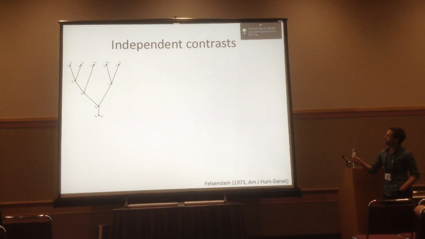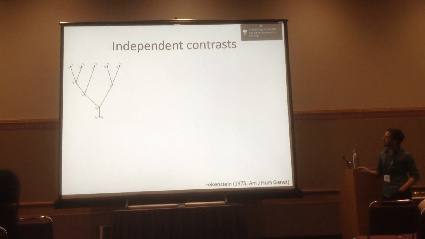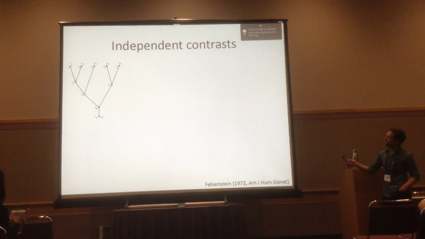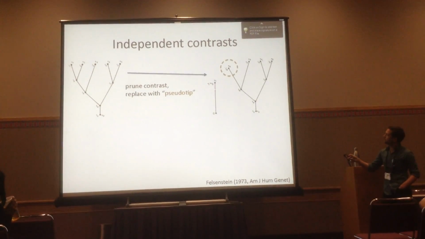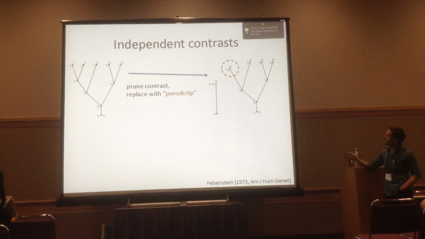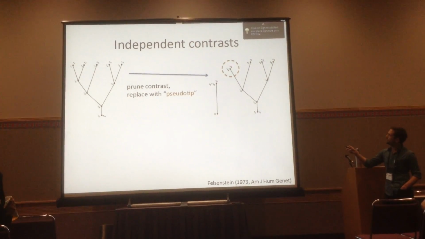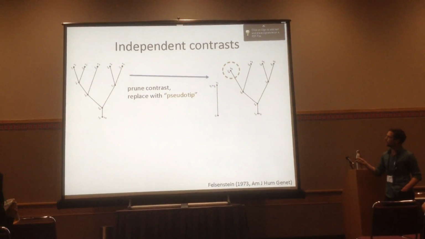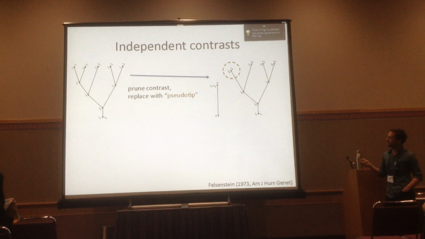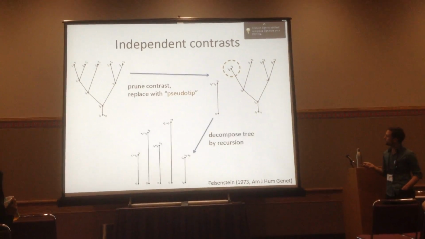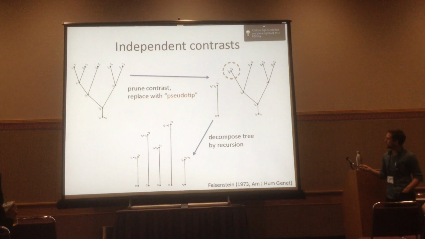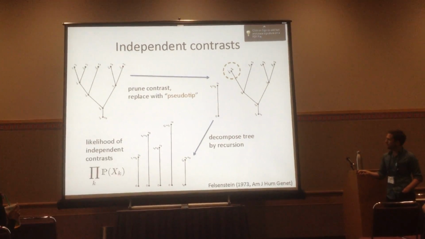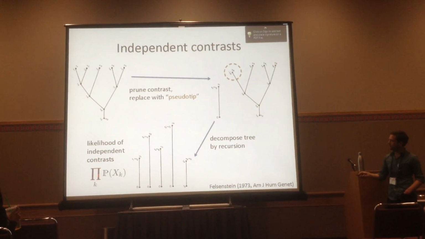The method that we use for measuring the model is independent contrast. Independent contrast works like this. You have a tree, you know the values of the tips, you know the branch lengths, and once you prune the contrast, basically find a phylogenetically independent contrast, prune it from the tree, and replace that with a pseudotip, something that says, hey, I don't know exactly what this value x6 is, but you should know that it's not a precise estimate of that value. You can then decompose the tree recursively, so you have all your contrasts here, and then wonderfully you have these independent contrasts. You take the product of them, and there's your model likelihood.